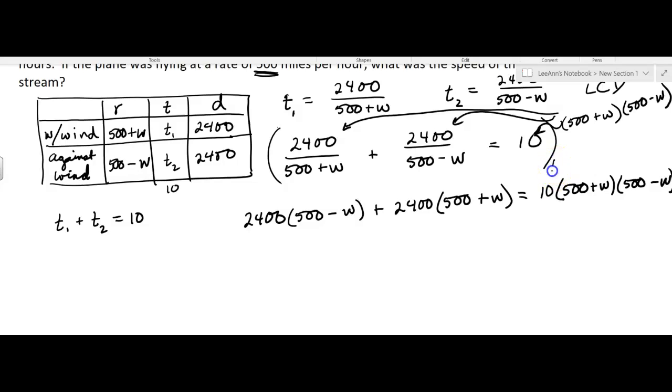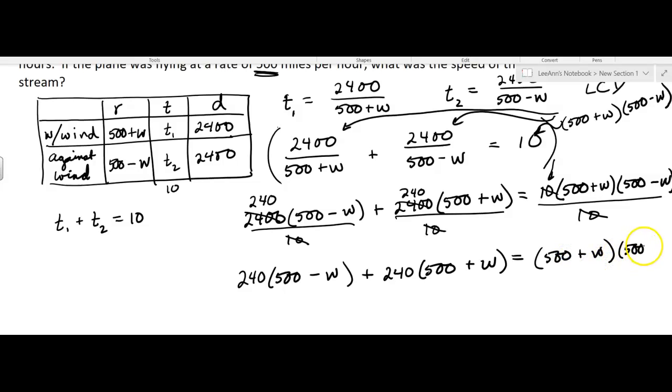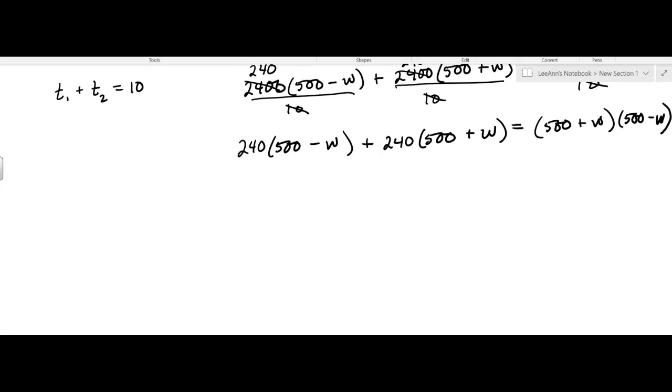All right, see this 10 right here? I'm going to divide both sides by 10. That means dividing each term by 10. That's going to make my numbers smaller. So 10 goes into 2,400 240 times. 240 times 500 minus W plus, and then the same thing's going to happen here, 240 times 500 plus W. And then over here we'll just have the 500 plus W times 500 minus W. Now we're getting somewhere. The numbers are still a little large, but that's okay.